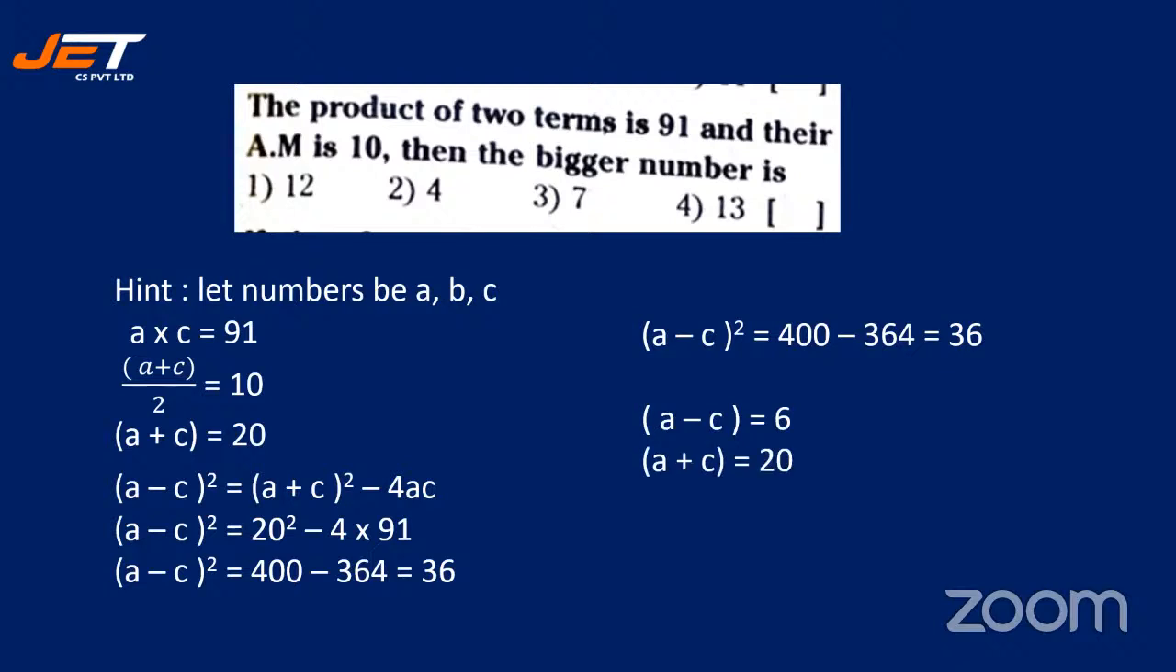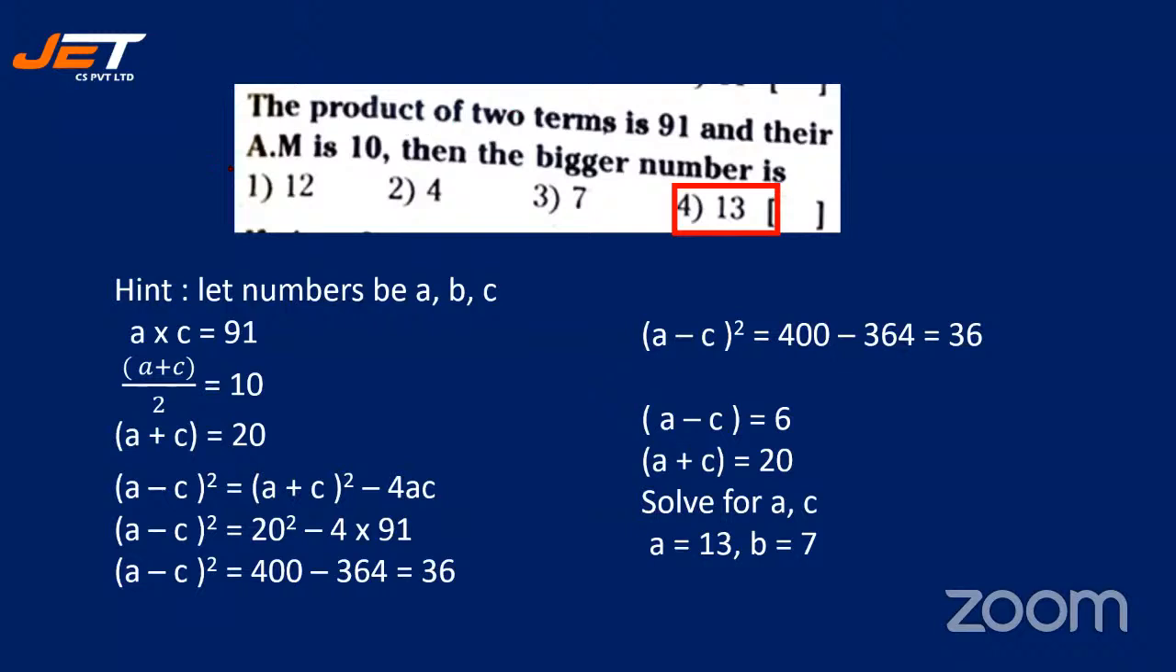So we know A plus C is 20. Now you can solve for A and C by the simultaneous equation method. You will get the value of A as 13 and the value of C as 7. What is the question they have asked? Which is the bigger number? It is 13. Beautifully it has been derived. All right, students, please pay attention. This is a very simple one indeed.